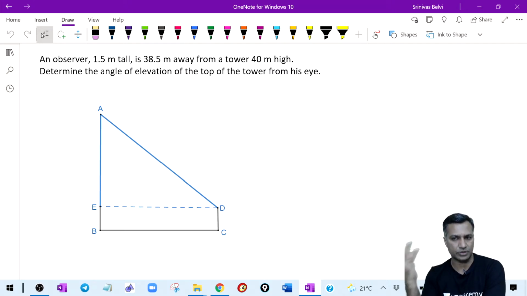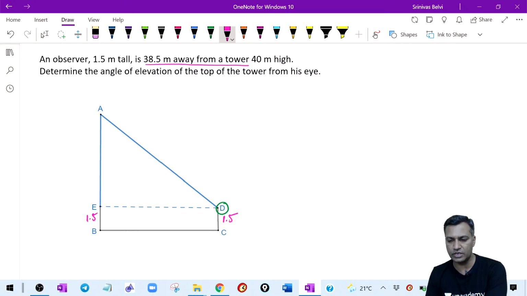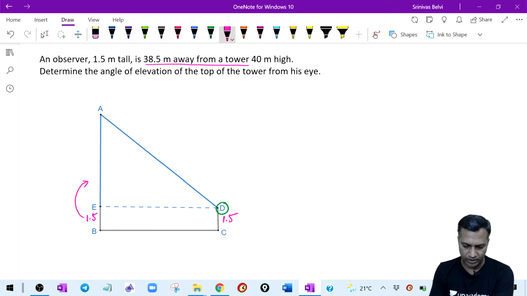certain lengths or heights in perspective, and then I can ask for those numbers, right? The eye is somewhere here. Here is the person. This is the height of the person. DC is the height of the person, which is 1.5 meters. I can say this is also 1.5 meters. The person is 1.5 meters tall and 38.5 meters away from the tower, which is 40 meters high. If the tower is 40 meters high, there is already 1.5, therefore the remaining is 38.5. The author says this is 38.5. The distance between the tower and the person is 38.5, which I can very well shift here. I can write this as 38.5.